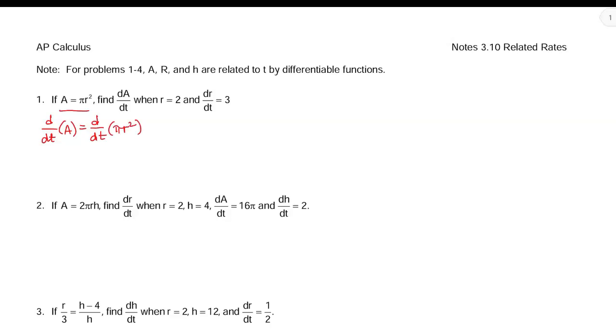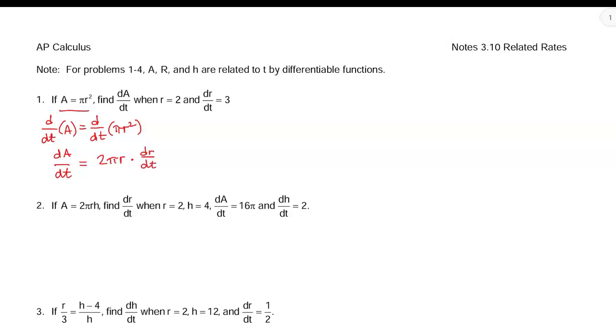d/dt of A is just dA/dt, and for the derivative of pi r squared, first of all, we're going to use the power rule, so we'll get 2 pi r to the first, and then we're going to multiply by the derivative of r with respect to t.